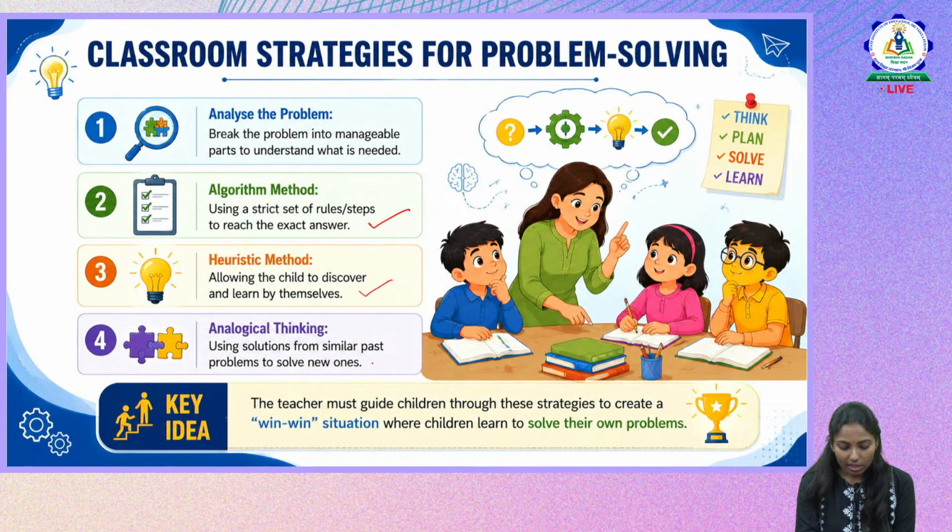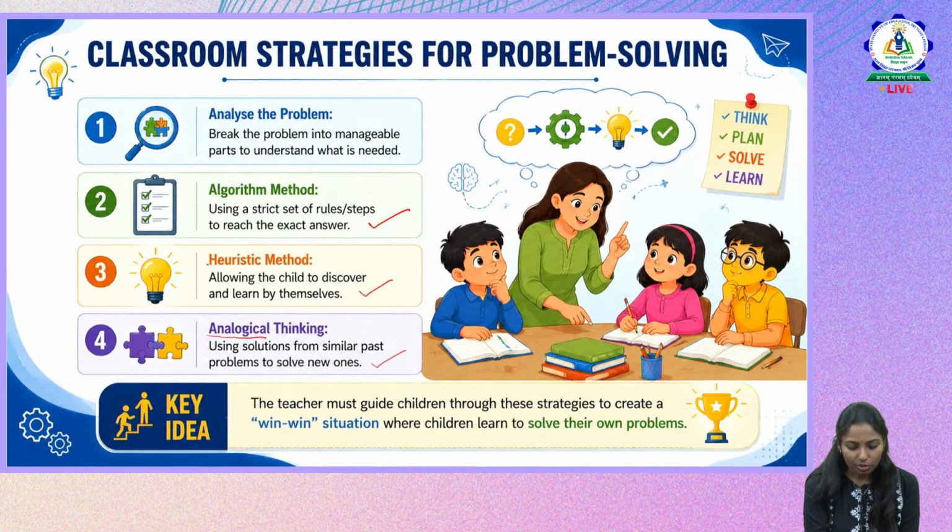And next is analogical thinking. As I told you, analogical thinking is nothing but when they face a similar kind of problem which they might have encountered previously, they might remember the lesson or how to solve that problem. So they use the same knowledge and solve this kind of problem. That is nothing but what is called analogical thinking. It is there in the name itself, analogical.